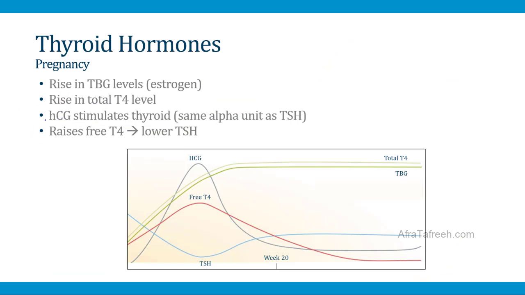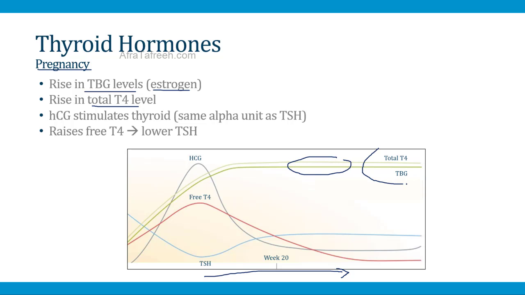Changes in TBG levels are only one of the changes that occur involving the thyroid hormones among women during pregnancy. If you look at this graph on the screen here, we've got time during pregnancy along the x-axis, and the different lines represent the changes that are occurring in various thyroid hormone levels. One of the things that happens during pregnancy is there's a rise in TBG levels driven by high estrogen levels, and this will lead to an increase in the total T4 level, just like what we talked about in the last slide. And that's what these two lines here are showing.